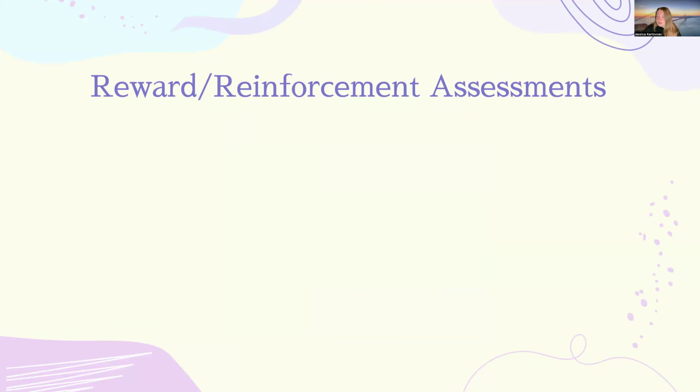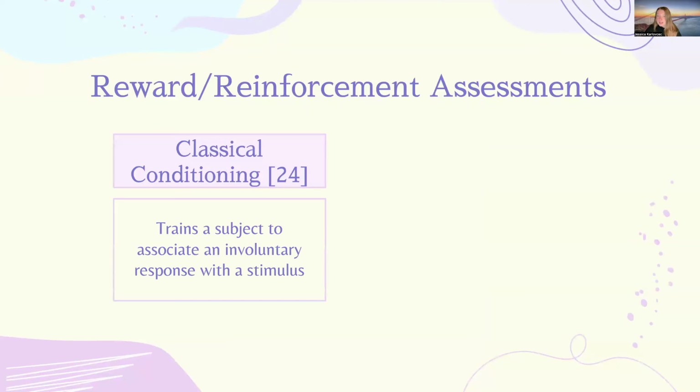Now we'll move on to talk about tasks that measure reward and reinforcement, but first, an important distinction. Tasks in this category use classical or operant conditioning to train animals prior to testing them. Classical conditioning trains an animal to associate an involuntary response with a stimulus. This is the classic Pavlov's dogs experiment, where dogs began to salivate at the sound of a bell that was consistently paired with access to food.